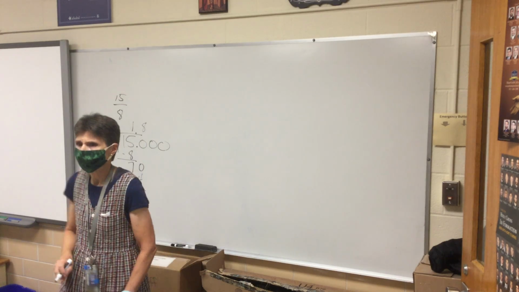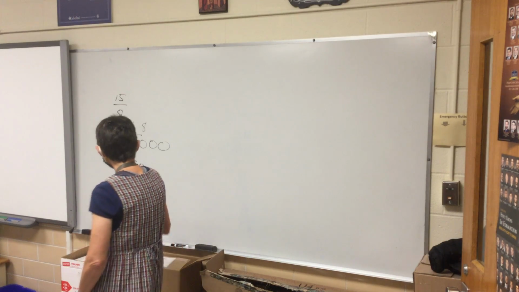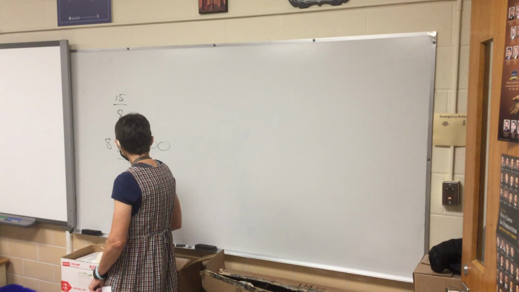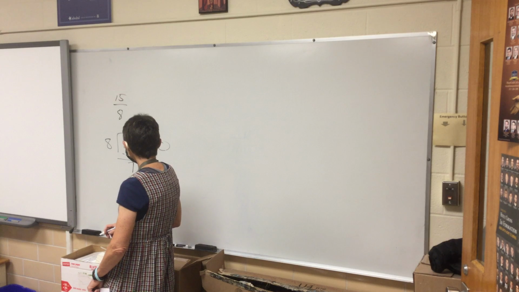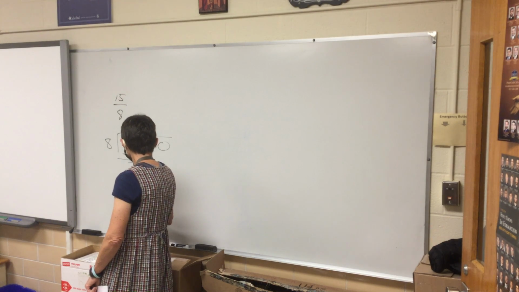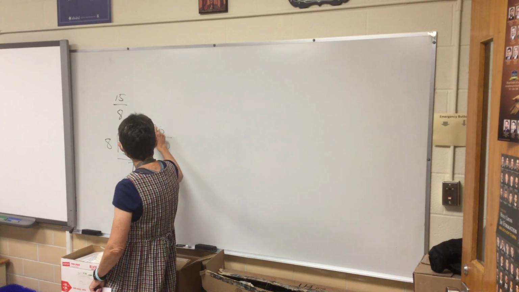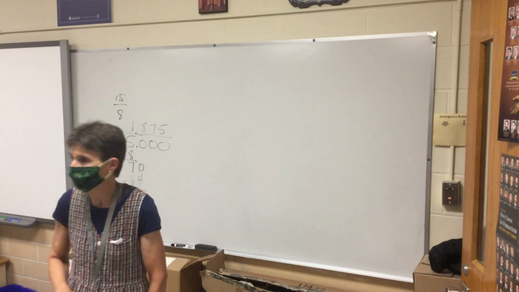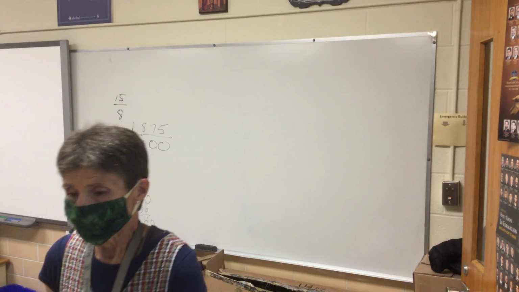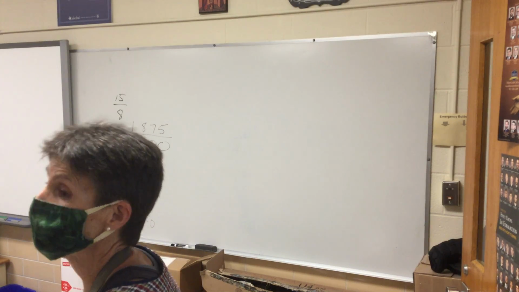Oh, we gotta get the cobwebs out, right? And then we'll subtract. 8 goes into 60. 7 times. 7 times, that's good. And subtract. Oh, finally, it ends, right? 1.875. Yes. That's called a terminating decimal. It took us a while, but it eventually stopped.